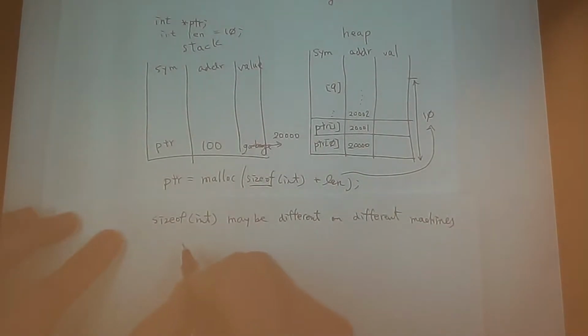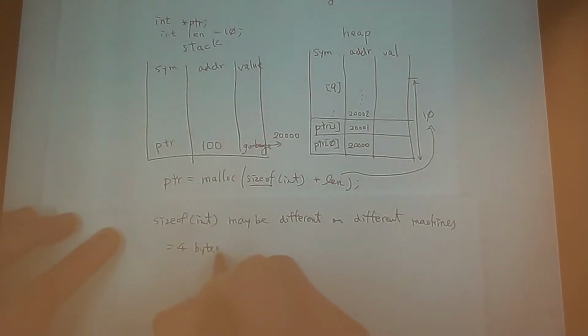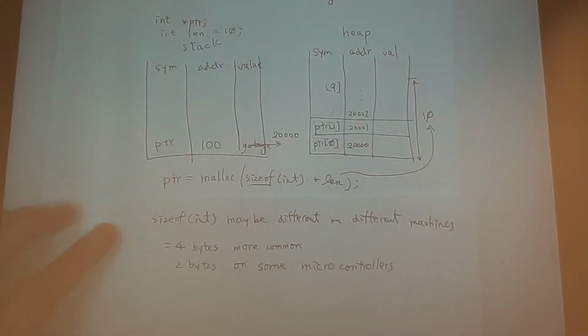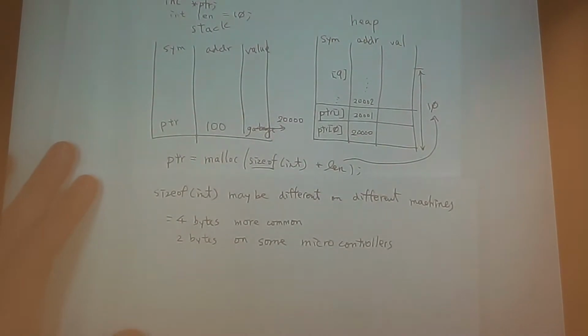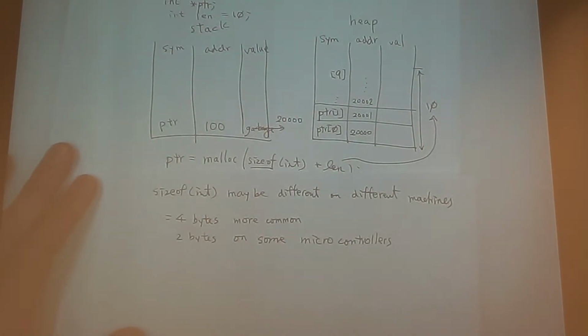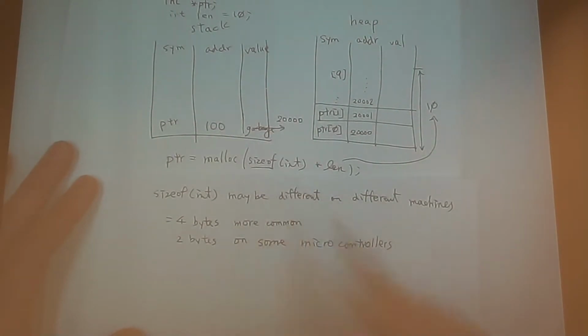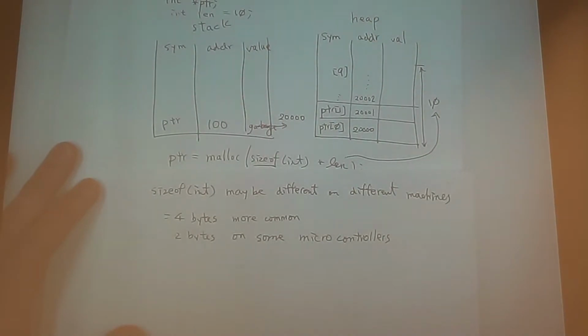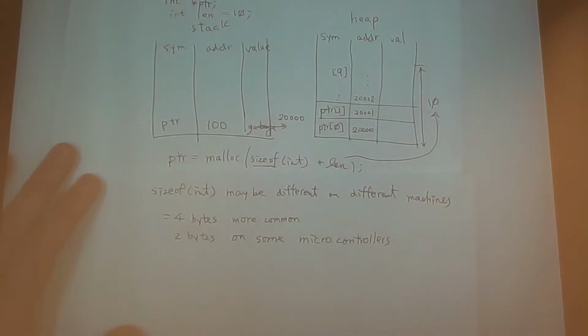Most common size of integer will be 4 bytes. But don't be surprised if you see a machine where the size of integer is 2 bytes, on some microcontrollers. So if you want your program to be running on different machines, you want to make sure you don't use the wrong one. So sizeof will give you the right size for a particular machine, the machine you are running. You need to recompile your program.